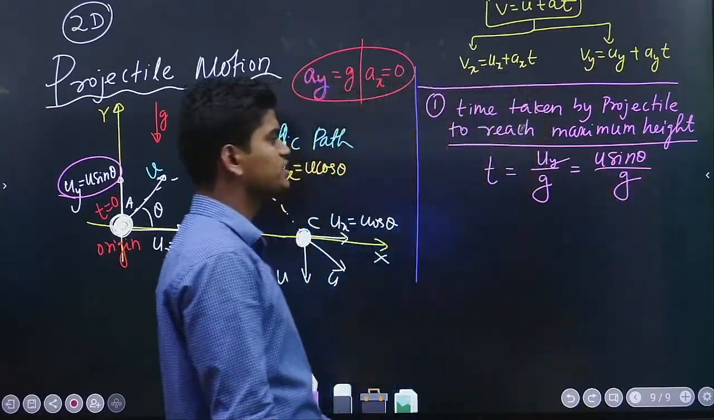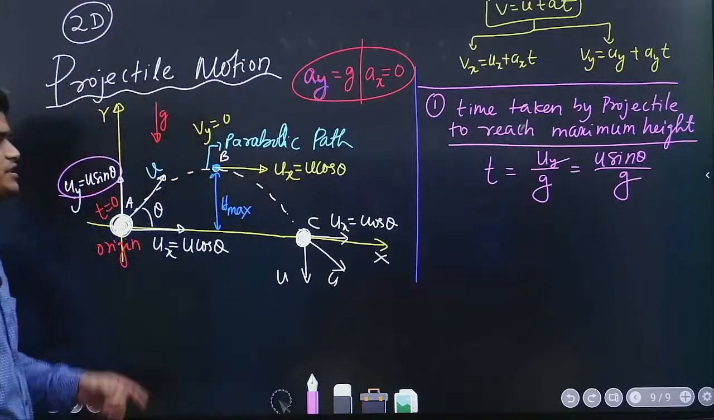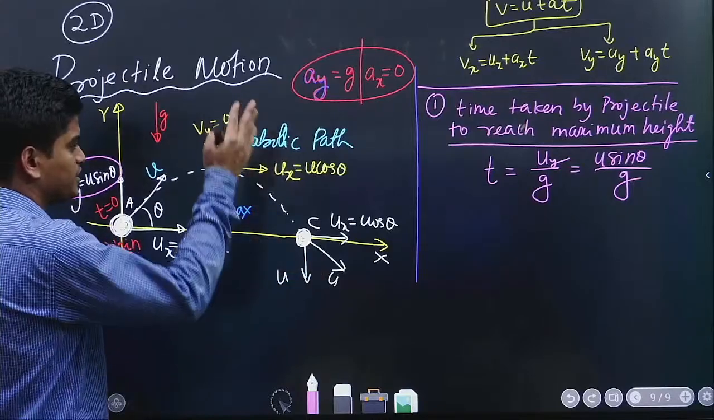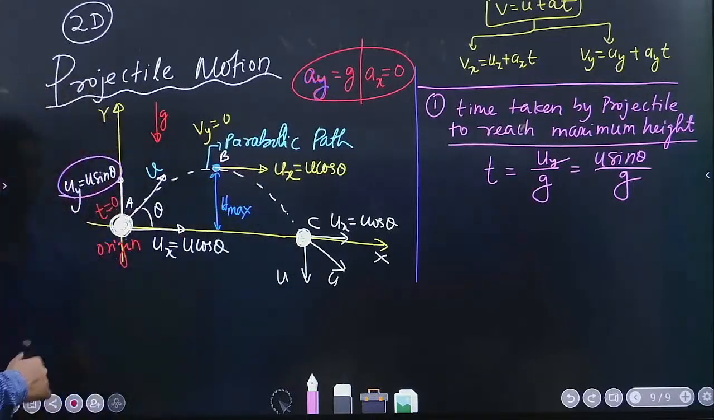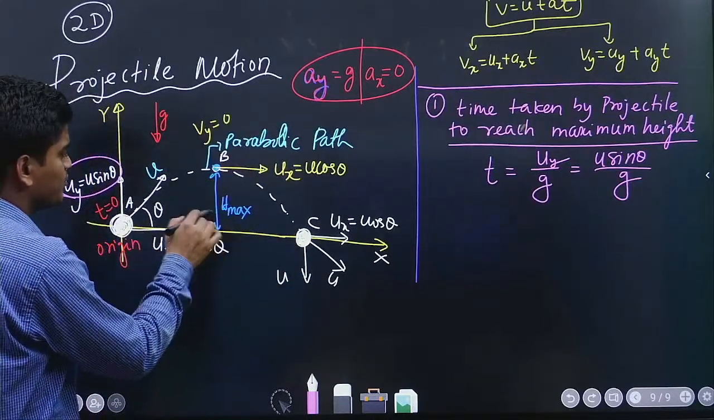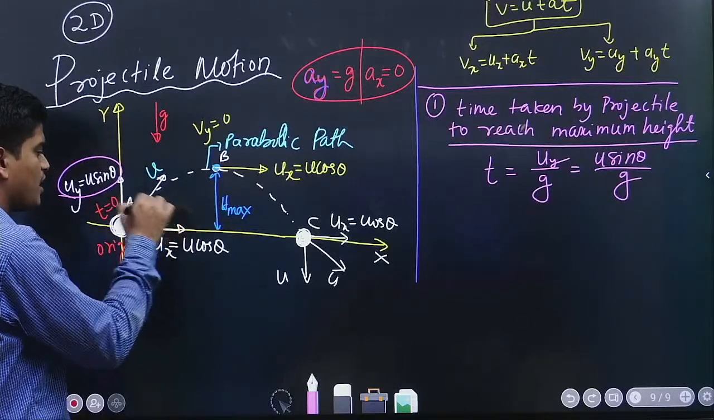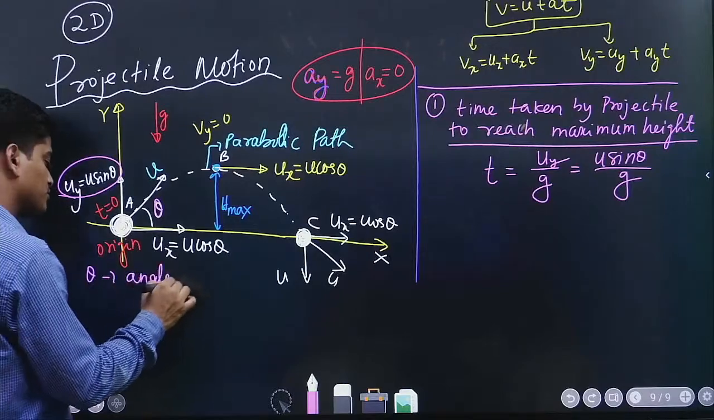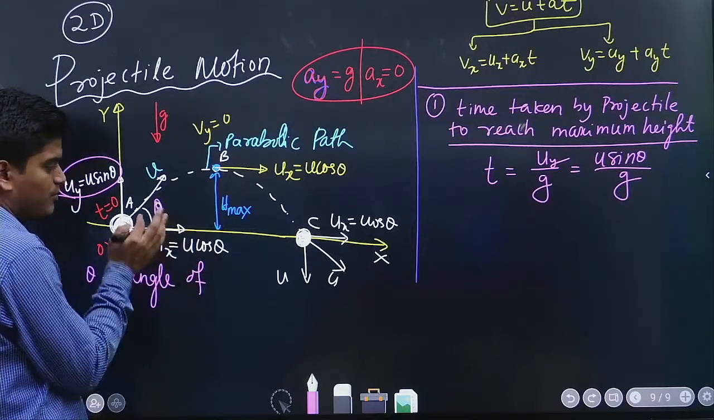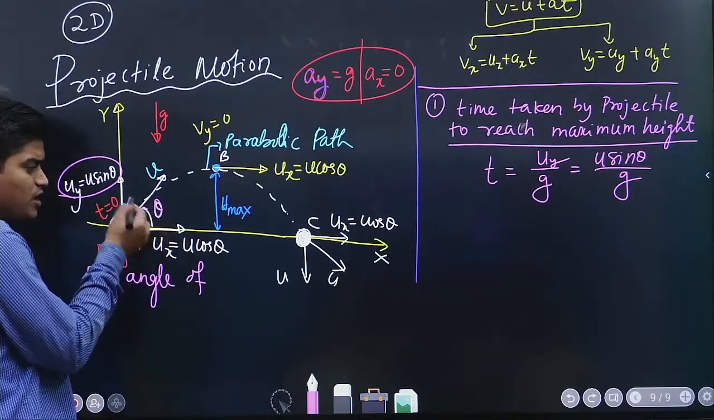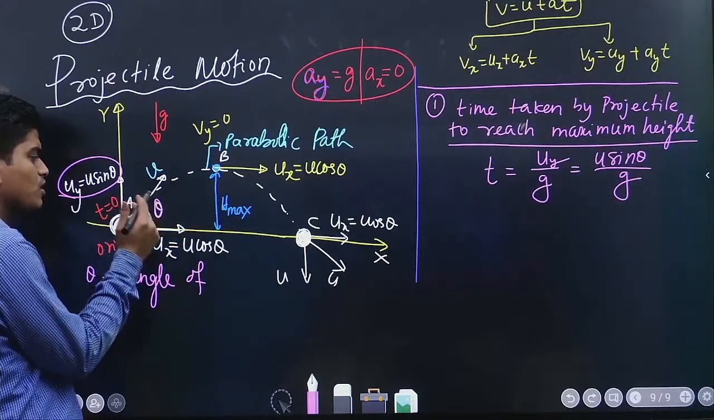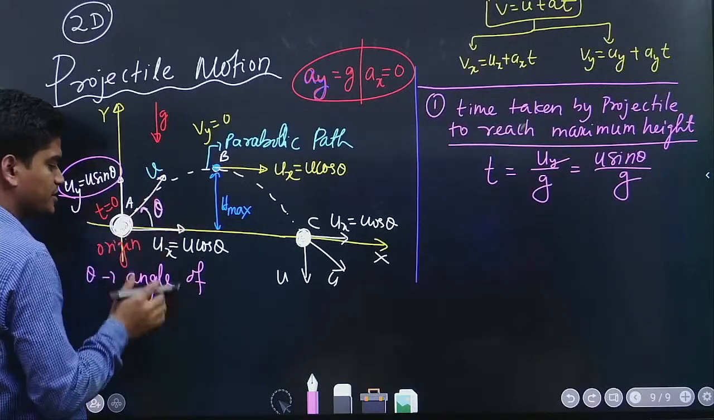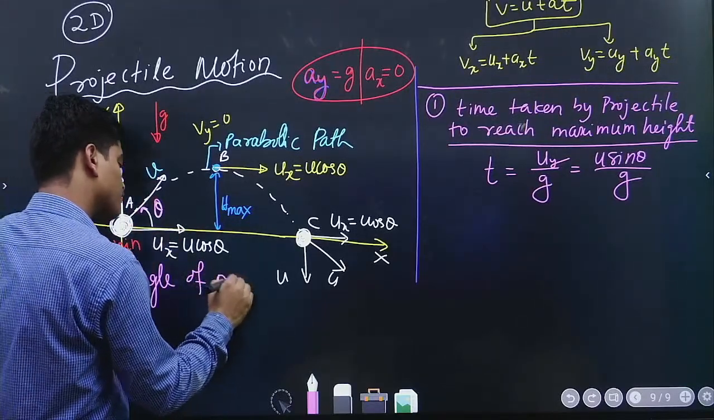So the time taken to reach maximum height by the projectile is u sin theta by g, or uy by g, or vertical velocity by acceleration due to gravity. And remember, this theta is called the angle of projection. Angle of projection, which is made from where? From the horizontal axis to the direction in which you are throwing the velocity. So it is the angle of projection.